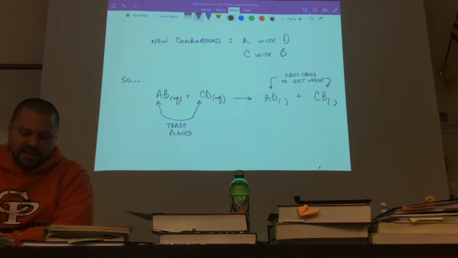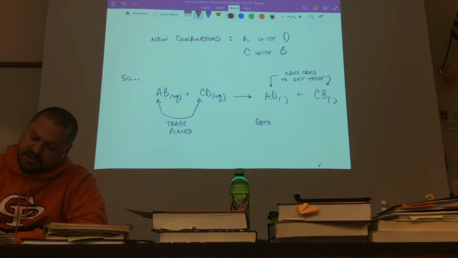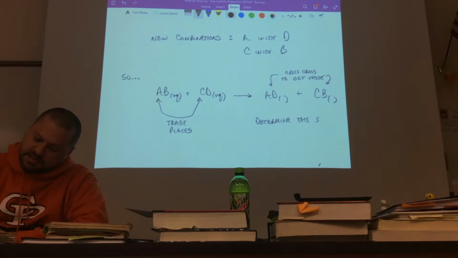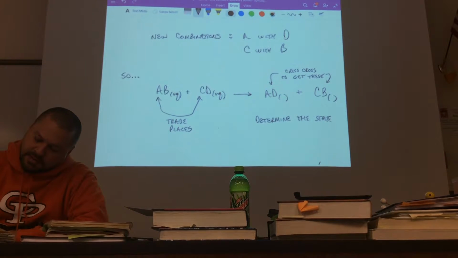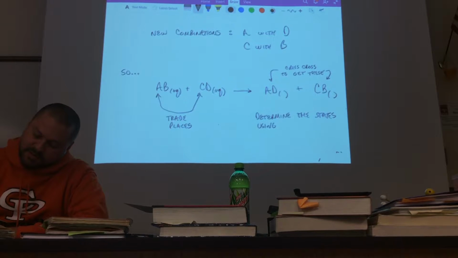Right, so, and then the states, we're going to use the solubility rules. Determine the states using solubility rules.